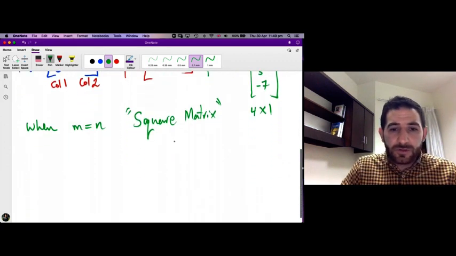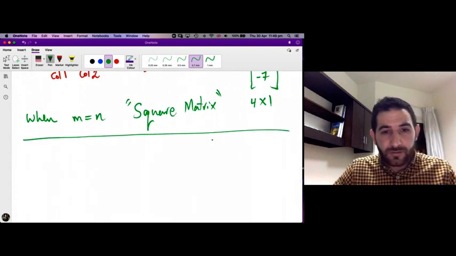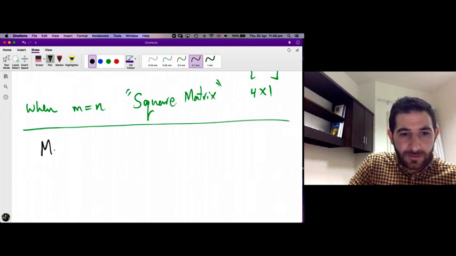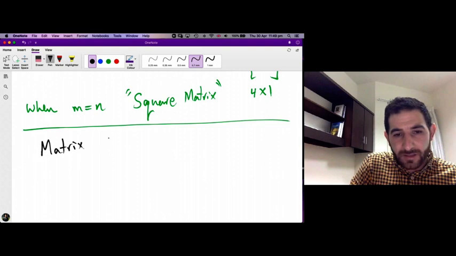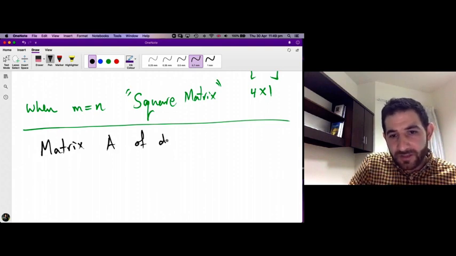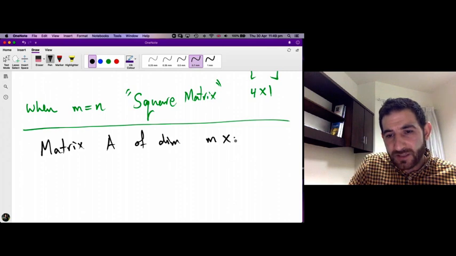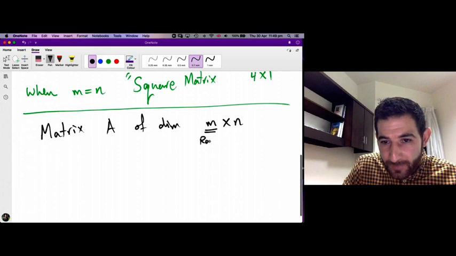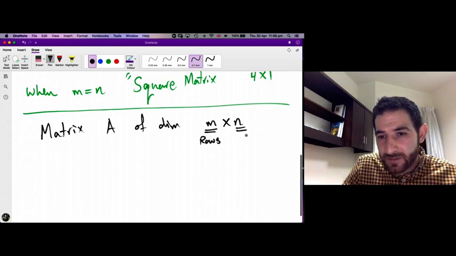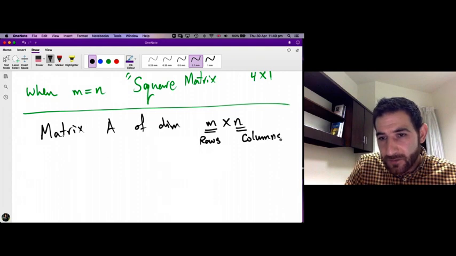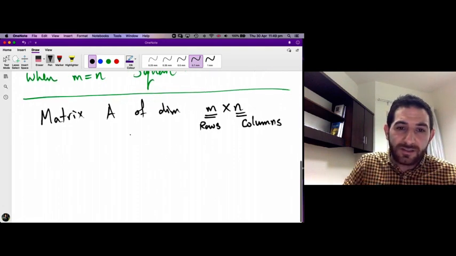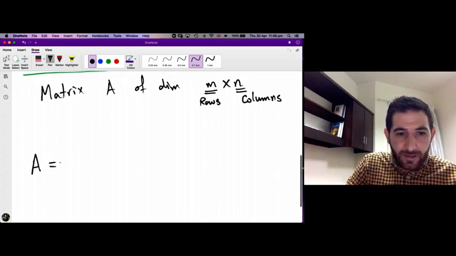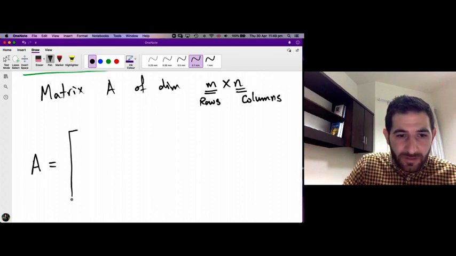Now, we want to introduce the notation used to represent matrices. Suppose we have a matrix A of dimension m by n, which means it has m rows and n columns again. The first number is for rows and the second number is for columns by convention. Now how do we represent this A? Remember that A is a rectangular array of m rows. So we imagine we have an array.